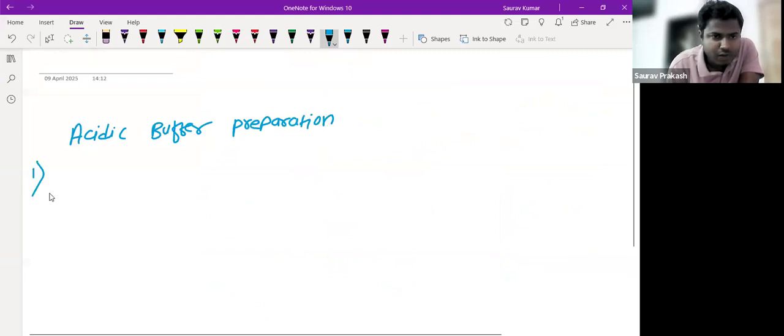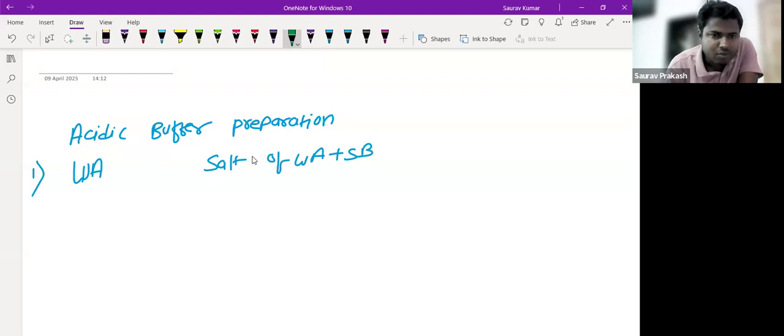So the first method is weak acid and salt of weak acid and strong base. In one container, we'll keep weak acid. In another container, we'll keep salt of weak acid and strong base. And we'll mix these two, so it becomes an acidic buffer solution. CH3COOH, and here CH3COONa. This is our first method.